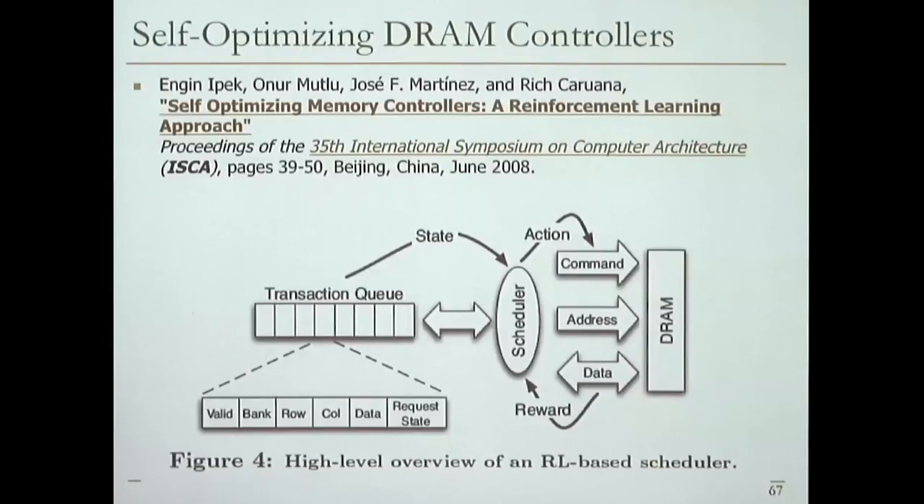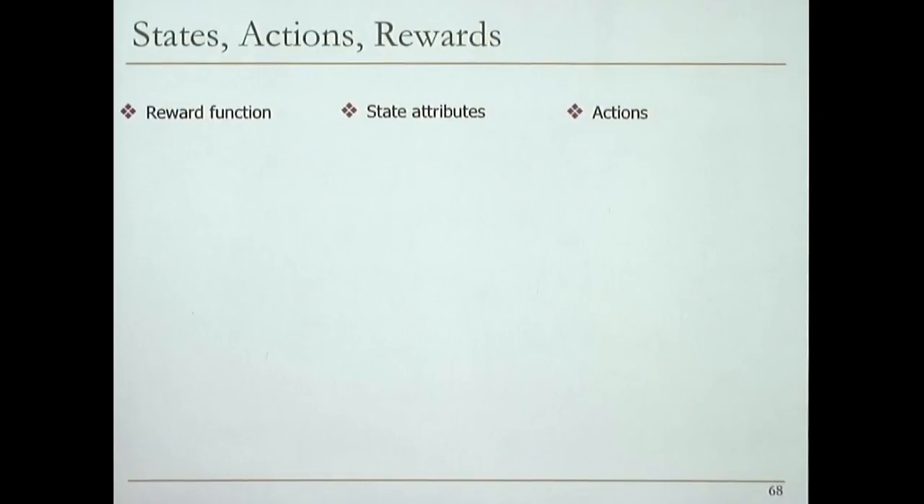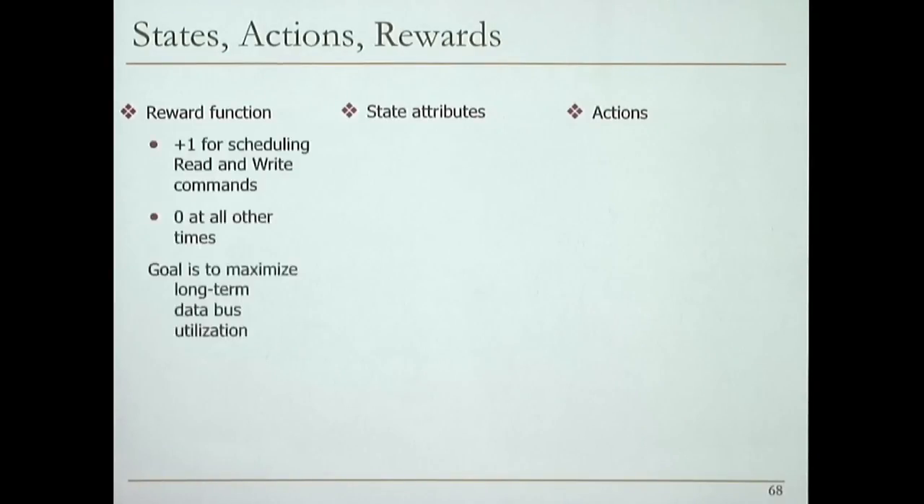So this is one way of looking at it. You observe the state of the transaction queue, the different transactions, the buffers, and the scheduler chooses an action, and then it gets a reward from the data bus utilization. Right? That's a pictorial way. Of course, you could observe the state of the entire system, not just the transaction queue. So let's take a look at what the different things are, at least in this specification. You could build on it and do better, of course.